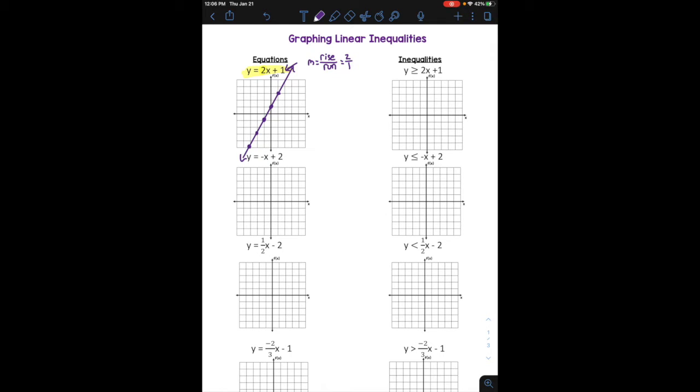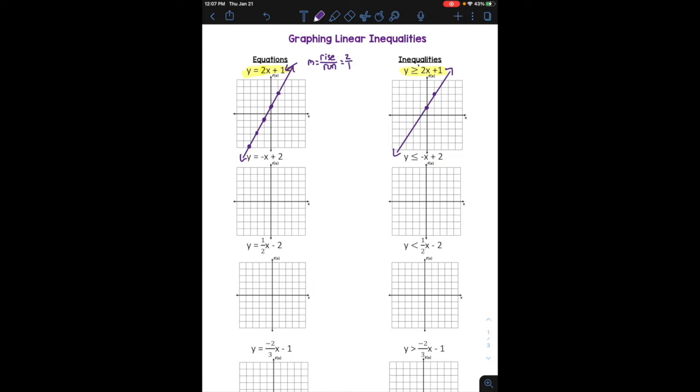I'm going to go over to the right-hand side, and now we're going to graph the inequality y is greater than or equal to 2x plus 1. We are going to graph this the same exact way as the equation on the left, first plotting the y-intercept at 1, and then using the slope of 2 to go up 2, right 1 to make my second point, and graph the line. However, since it's an inequality, not only are all the ordered pairs on the line solutions to the inequality, but all the solutions above or below it are also solutions.